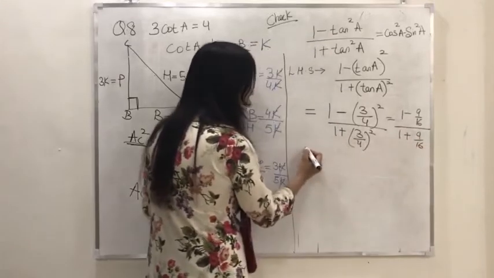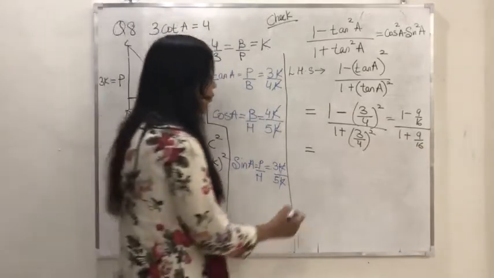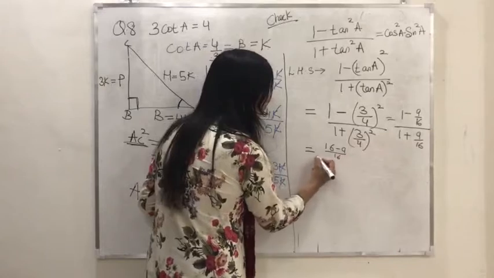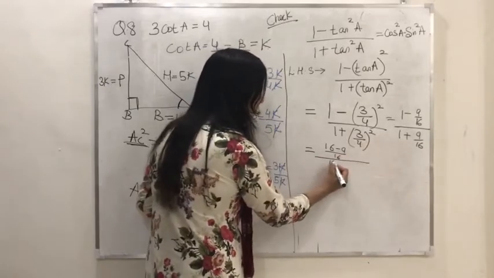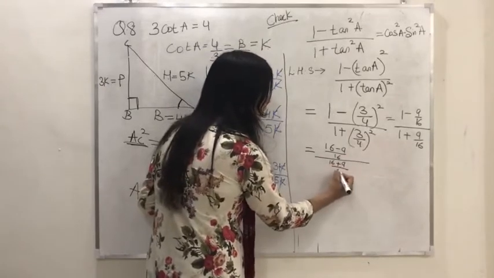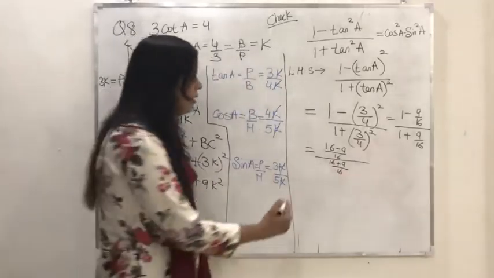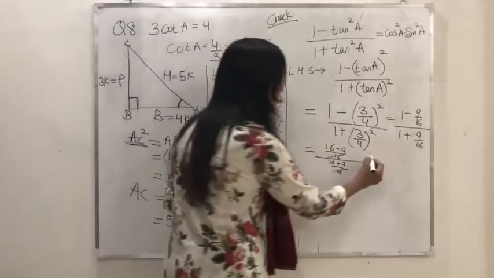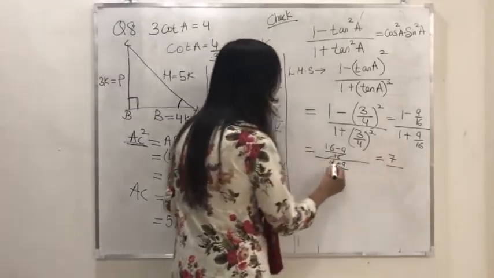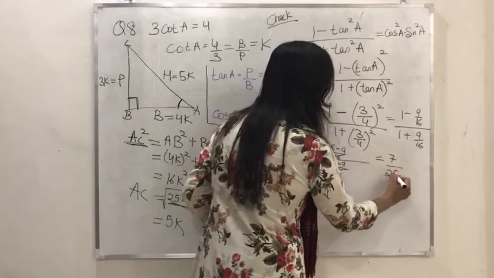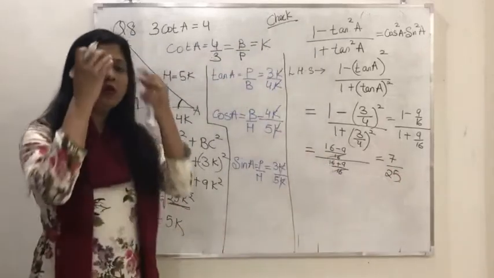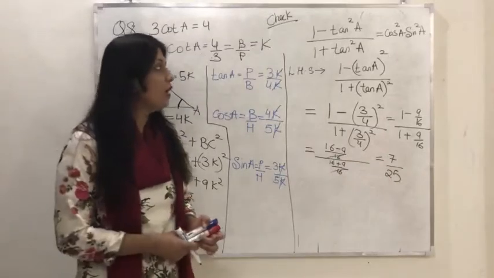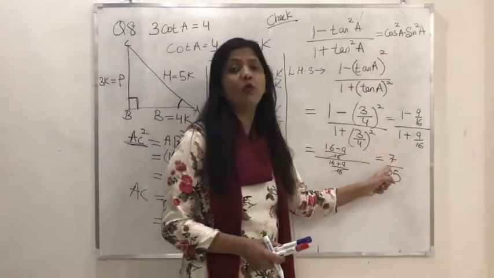What I will do, I will take out the LCM. So it will be 16 minus 9 upon 16 whole upon 16 plus 9 upon 16. So what will happen here? 16 will cancel out with 16. 16 minus 9 is 7 and 16 plus 9 is 25. So LHS, the value of LHS is 7 upon 25. So now let's check whether RHS is same 7 upon 25 or not.